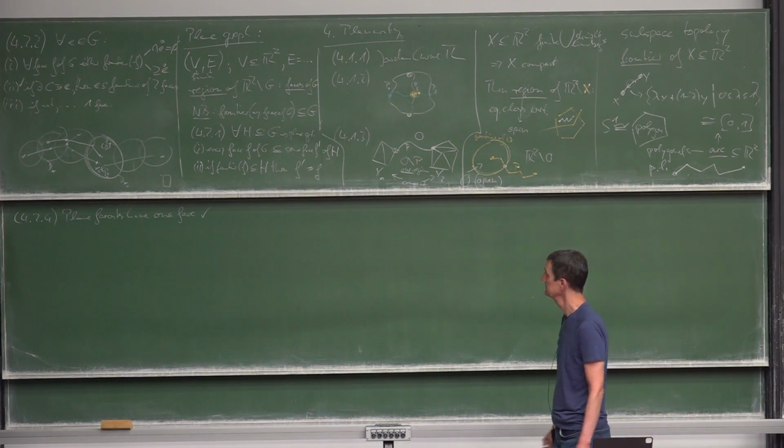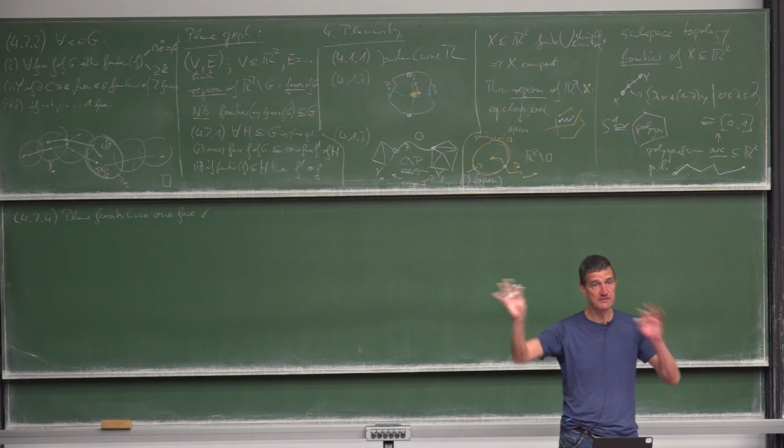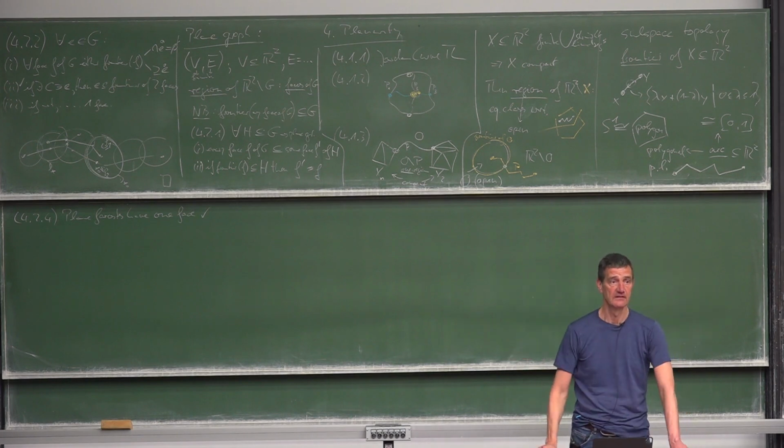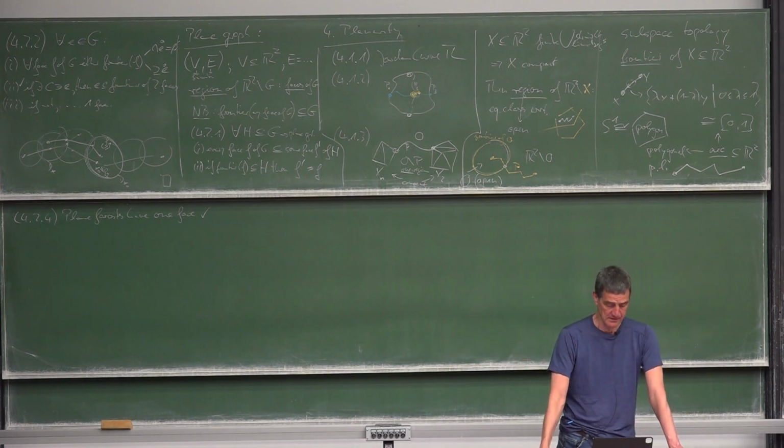Right, so proof trees have only one face, and if you take two disjoint trees, then obviously that one face remains one face.